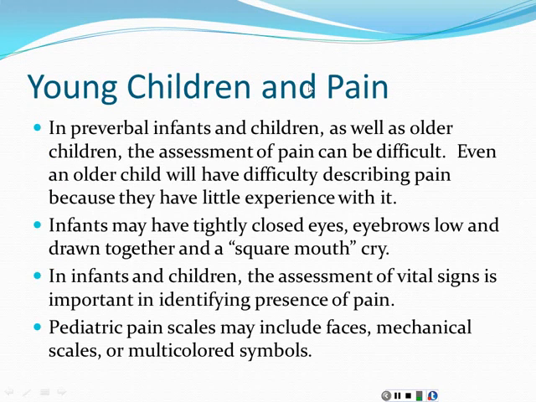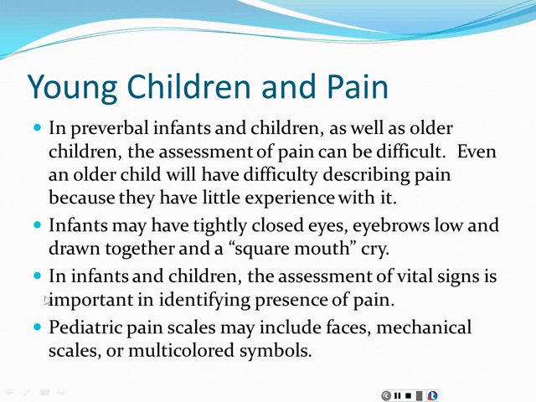In little kids, again, they have a hard time describing pain. Infants are particularly challenging, because they cry for lots of reasons. But when you've been around kids or babies enough, you can start to identify the pain cry. And these are just some descriptors. Very tightly closed eyes. They furrow their eyebrows down. And then the classic is the square mouth. If a baby's crying with a big square mouth, that usually means they're in pain or just really angry about something.